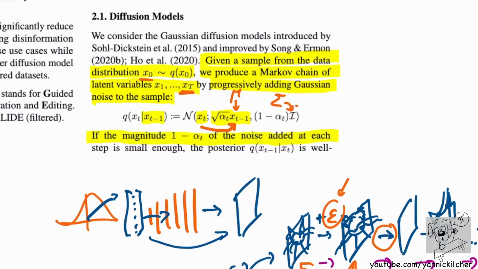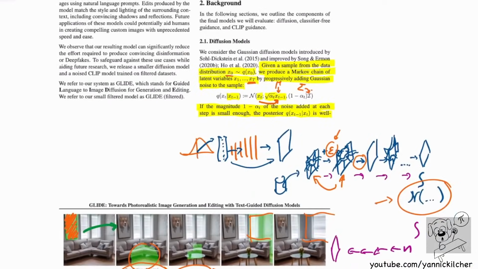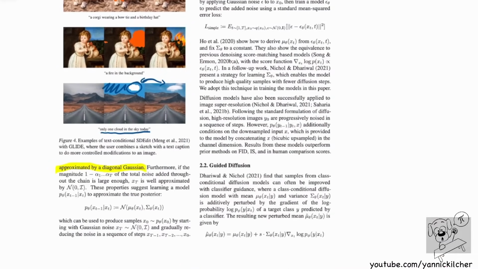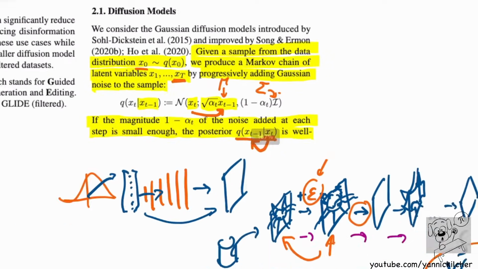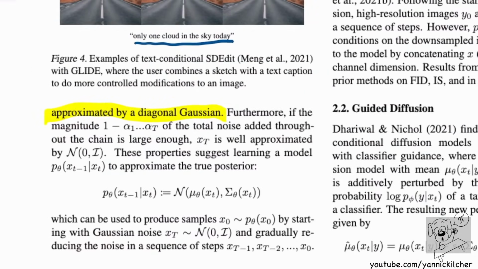So if the magnitude of the noise added at each step is small enough, the posterior is well approximated by a diagonal Gaussian. That's what they say right here. So what does this mean? The posterior means that this is the reverse step, right? I have xt, and I'm looking to recreate xt minus 1. So if the noise is small enough, then the posterior is well approximated by a diagonal Gaussian, and we have a hope to learn it with a neural network, right? Furthermore, if the magnitude of the total noise added throughout the chain is large enough, then the last step is well approximated by a standard normal distribution. These properties suggest learning a model for this posterior, right? We have xt, we want to reconstruct xt minus 1 to approximate the true posterior.